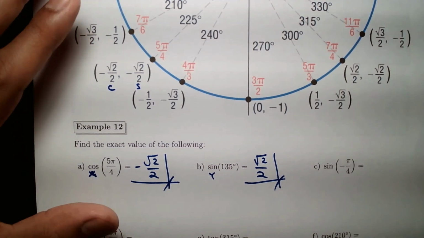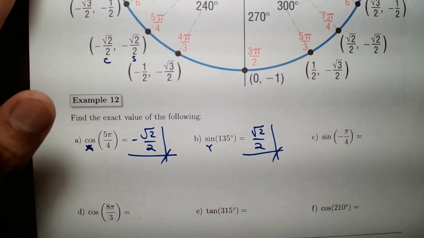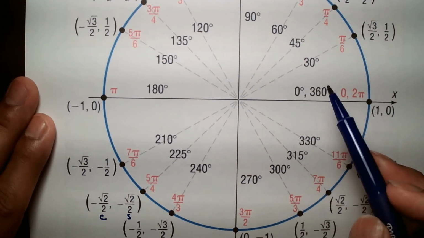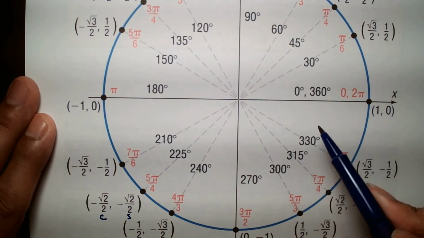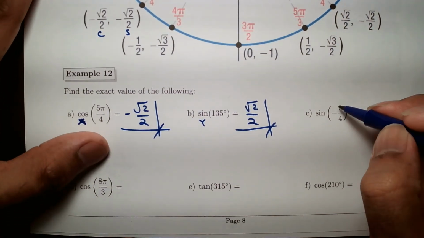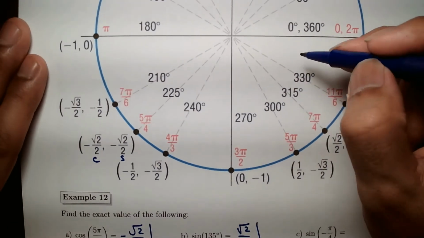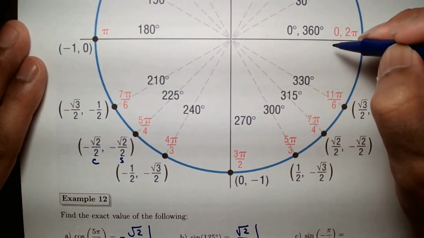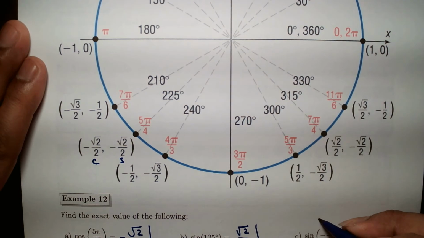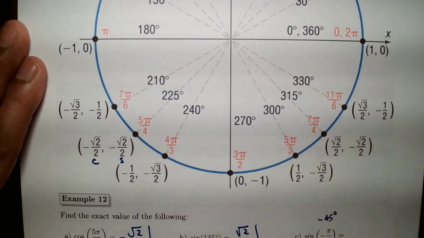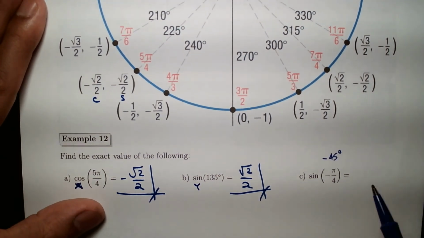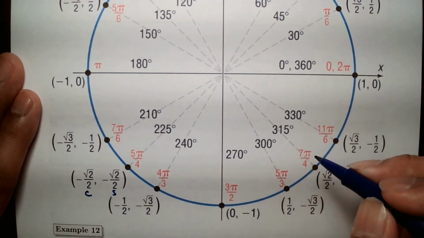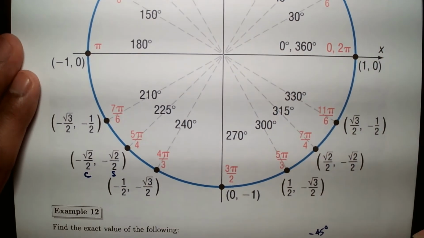unit circle. Although be very, very careful when it comes to negative angles. So in this case, as opposed to going counterclockwise for negative pi over 4, you might want to go in the clockwise direction. So negative 45 degrees, that's what negative pi over 4 is. Negative 45 degrees is the same as 315 degrees or 7 pi over 4.